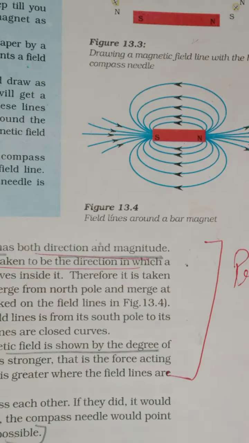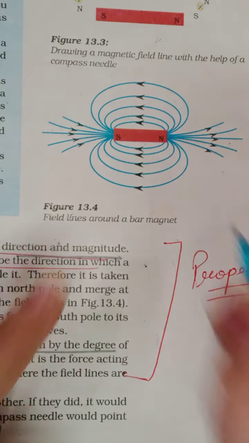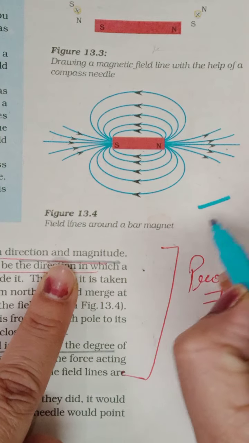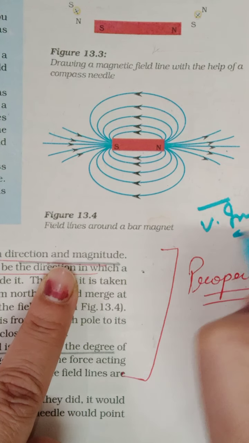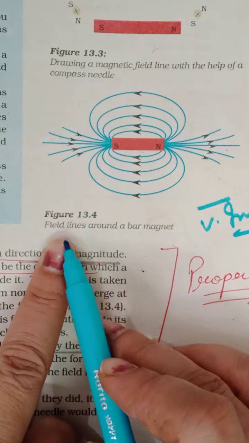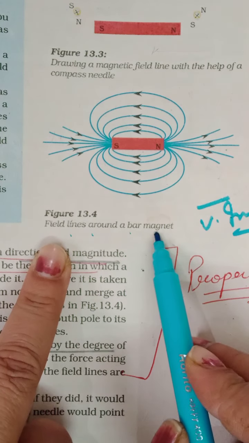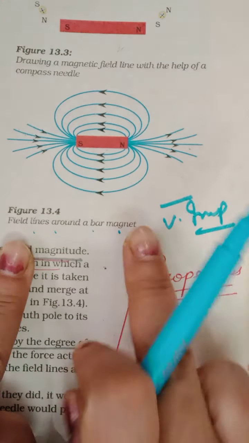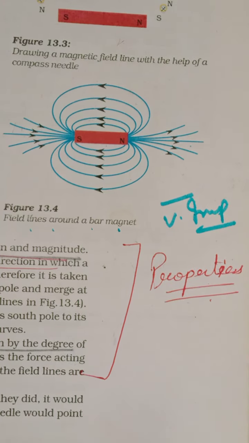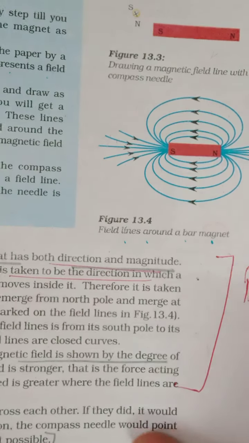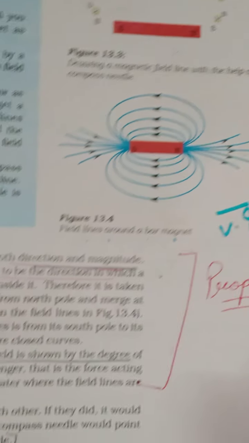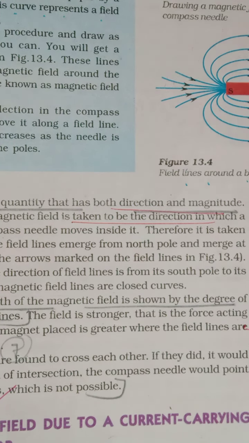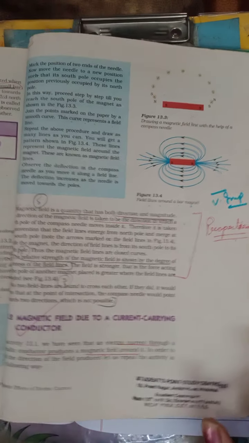This diagram बच्चे, diagram number figure 13.4, this is a very important diagram, that is diagrams of field lines around a bar magnet. It can be asked in 2 marks, it can be asked in 3 marks. And in this paragraph the properties of the magnetic field lines are given, but these properties I will be sharing with you from the notes.